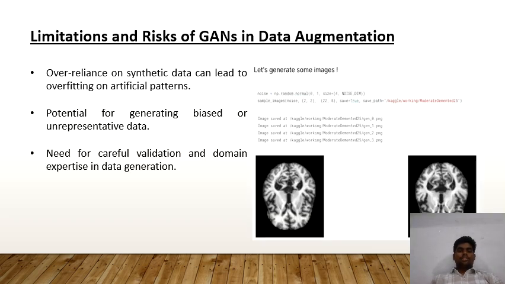The limitations and risks of GANs in data augmentation. Over-reliance on synthetic data can lead to overfitting on artificial patterns, with potential for generating biased or unrepresentative data, and a need for careful validation and expertise in data generation.